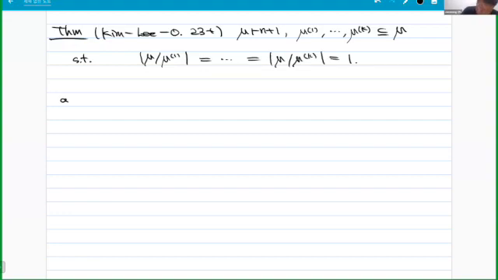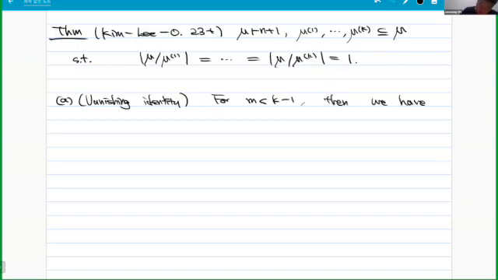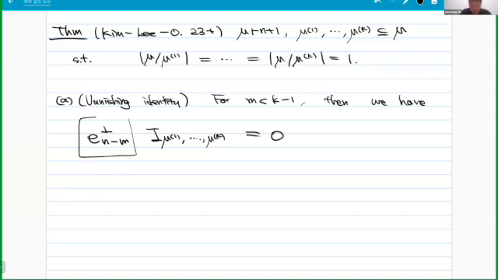What we have proved, first, is what we call the vanishing identity. For m less than k minus 1, the Macdonald intersection polynomial skewed by e_{n-m} is 0. Here, this skewing operator is the adjoint operator to the multiplication by the elementary symmetric function with respect to the Hall inner product.